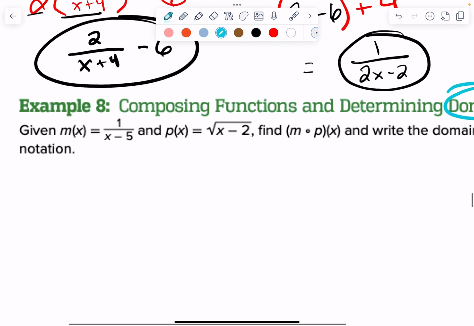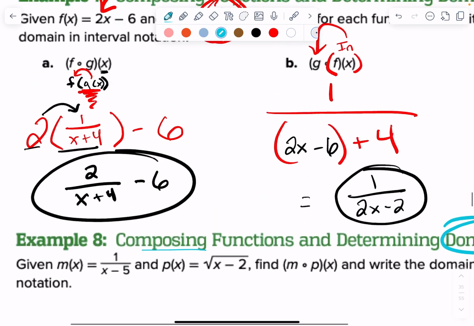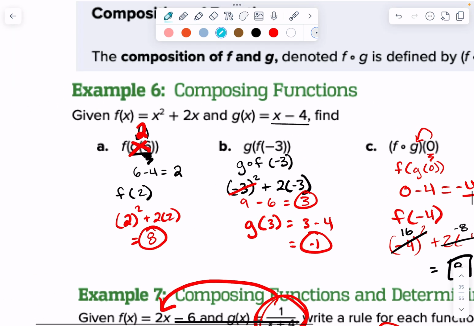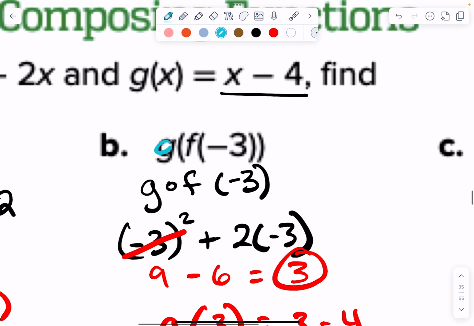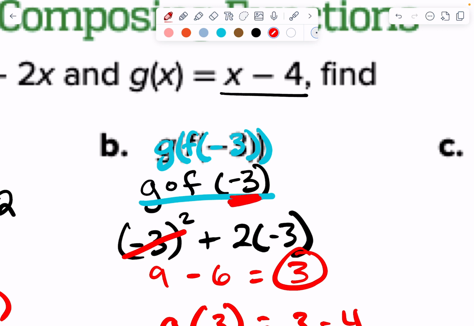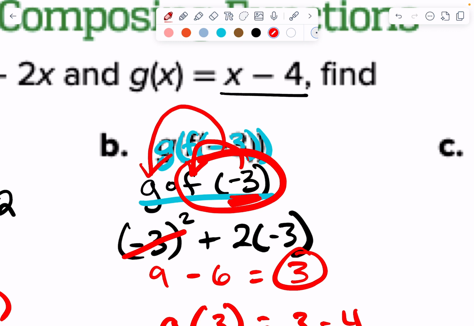Okay, so composing functions. Let's talk about example 6, when we had stuff that looked like this, G parentheses F parentheses -3. That's another way of saying G∘F. The open circle means compose. So when I have a number here, I can plug it into the F function and then take that result and plug it into the G function.